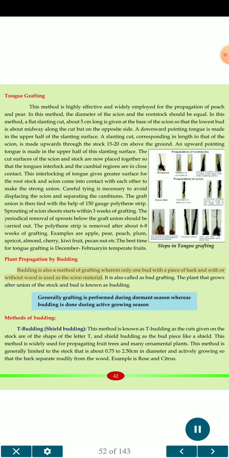Plant propagation by budding. Budding is also a method of grafting wherein only one bud with a piece of bark and with or without wood is used as the scion material. It is also called bud grafting. The plant that grows after union of the stalk and bud is known as budding. Methods of budding: T budding, shield budding.